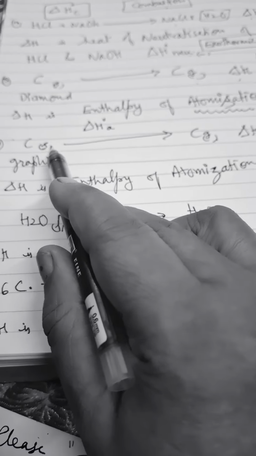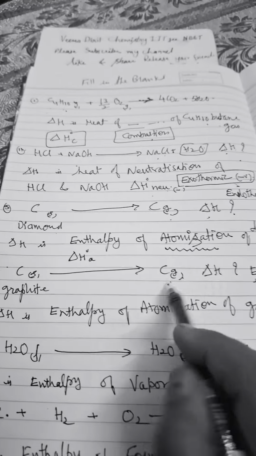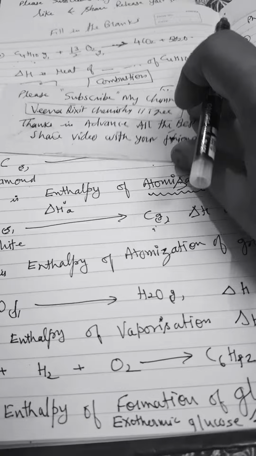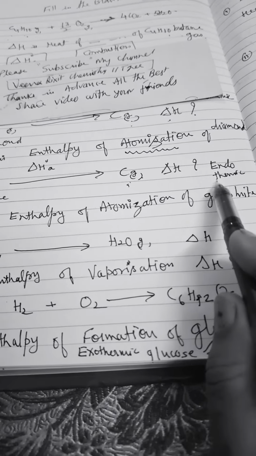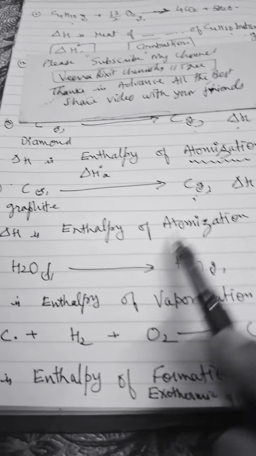Carbon here, solid graphite, is converted into gaseous carbon. Gas phase is taking place. So we will call it delta H of atomization, same as in diamond. Here it is in graphite.